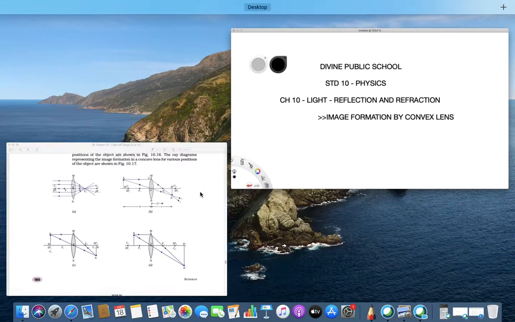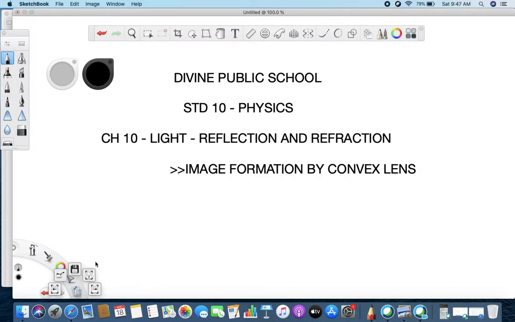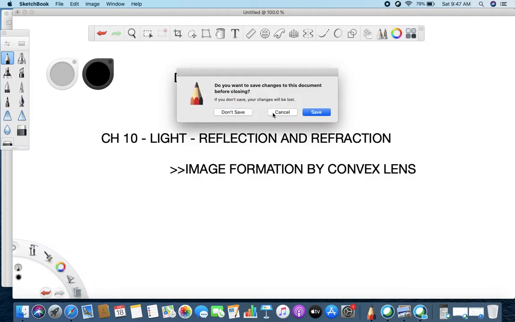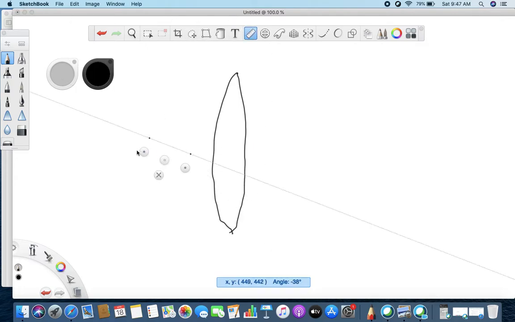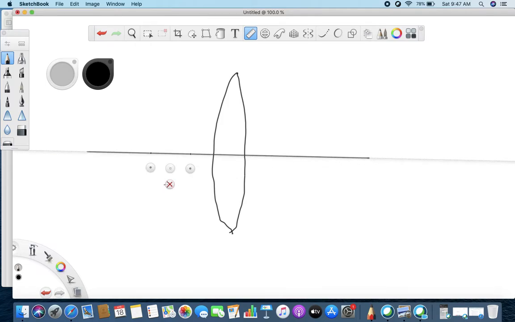But before that, let me quickly tell you about the different points for a convex lens. The same rules follow here also. If you have a convex lens, right? So this is your principal axis. Okay. Now, how do you define what is your principal focus and all?